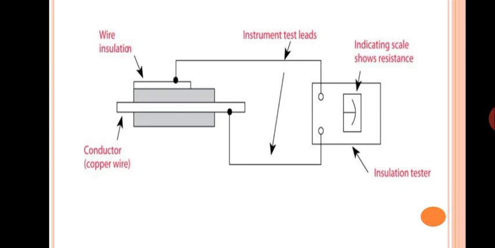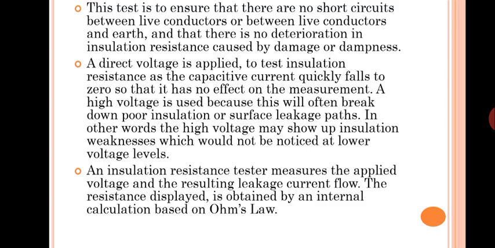And also it is to provide mechanical strength. So there should be no deterioration in insulation resistance by damage or dampness. Due to this damage or dampness, there should be no deterioration in resistance. So this should also be checked. A direct voltage is applied to test the insulation. So we directly apply a voltage to test the insulation.